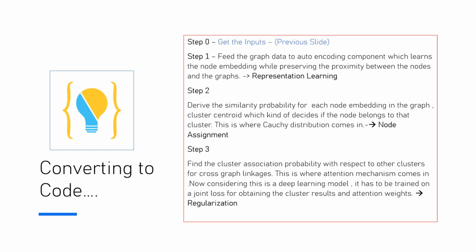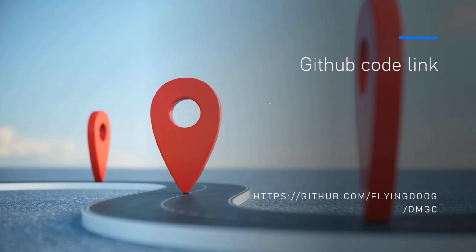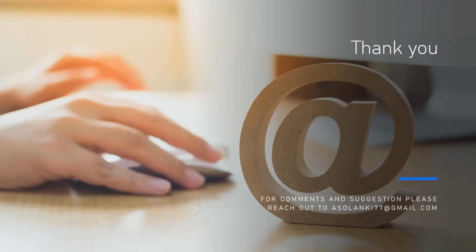Now, considering this is a deep learning model, it has to be trained with a joint loss function, which we talked about right at the end, in the cluster and the attention weight. That's the regularization piece. That being said, this is the GitHub code link, where you can find the working code for this.